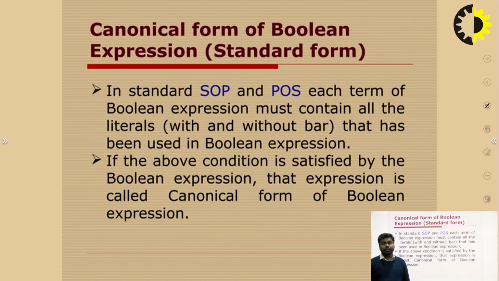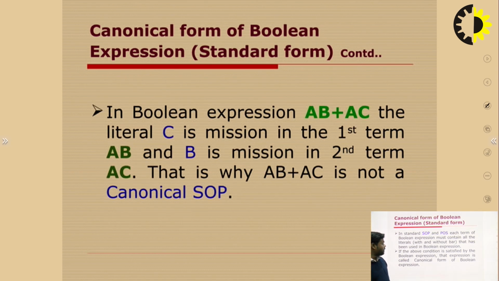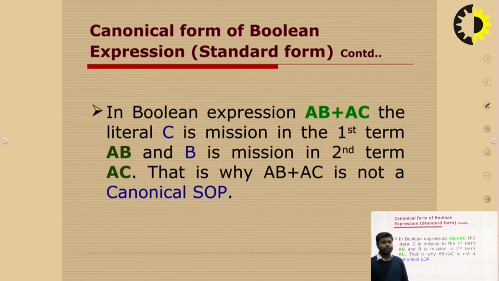So, the standard form is what we call the canonical form of a Boolean expression. In standard SOP and POS, each term of the Boolean expression must contain all the literals, with or without complement, that have been used in the Boolean expression. In the expression ab plus ac, the literals are a, b and c. C is missing in the first term, and b is missing in the second term ac. That is why ab plus ac is not a canonical SOP.